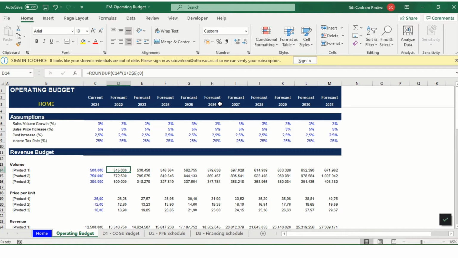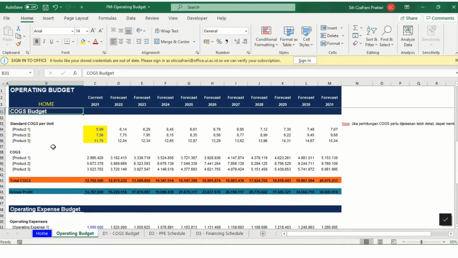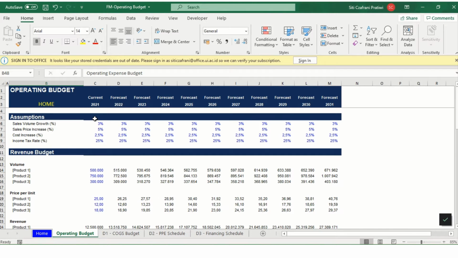So let's start with operating budget first. This is the layout of the operating budget. There are several sections. The first one is assumption. Actually, this assumption is the growth assumption or the escalation assumption. And then we have revenue budget, cost of goods sold budget, and operating expense budget. Basically, we need your input assumption to create the operating budget. So the input assumption that you created a week before is very important, as we are going to start to develop the operating budget.